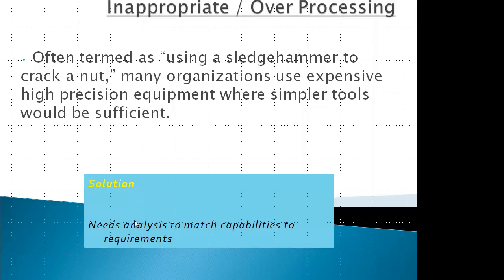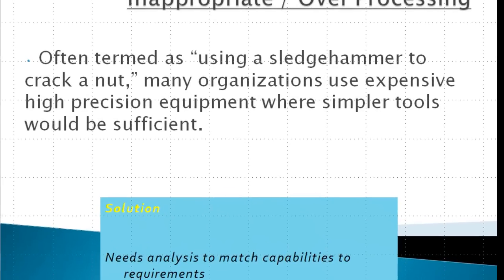So the solution to that is what we call needs analysis to match capabilities to requirements. Understand your garment, understand your market, and then put in the appropriate effort, and not too much, nor obviously too little.